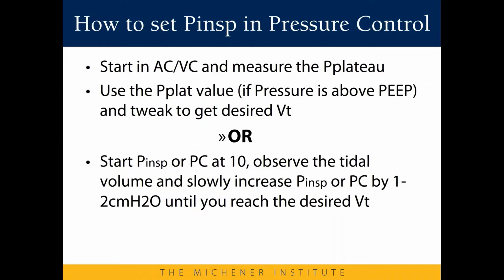Or the other way you can initiate pressure control ventilation is to start with a lower pressure so you don't cause barotrauma. You don't know how the patient is going to respond to the ventilator when you first put them on. So you're going to start at an inspiratory pressure or pressure control of 10 centimeters of water. You're going to take a look at the tidal volume and slowly increase your inspiratory pressure or pressure control by 1 to 2 centimeters of water until you reach your desired tidal volume.